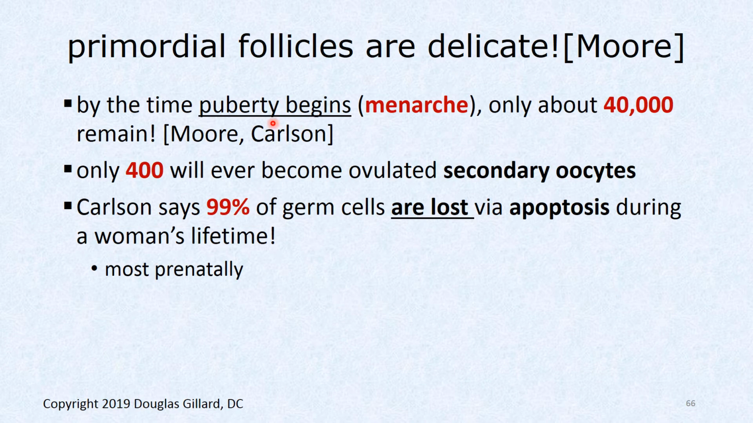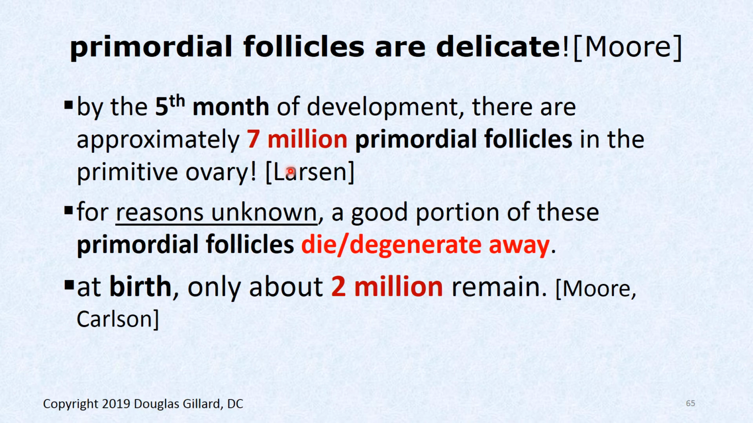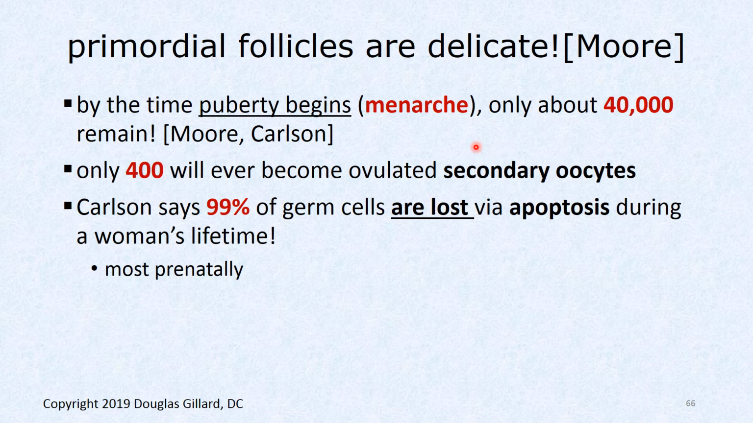And by the time menarche begins, make sure you know that if you don't know. Menarche is puberty. That's when you start your menstrual cycle. So that's usually around the age of 12 or so. But there's only 40,000 left. So we started with 7 million. And we dropped all the way down to 40,000. All right. And of the 40,000, only 400 will ever get to become one of the big 3 secondary oocytes. We'll talk about that whole process in a minute.